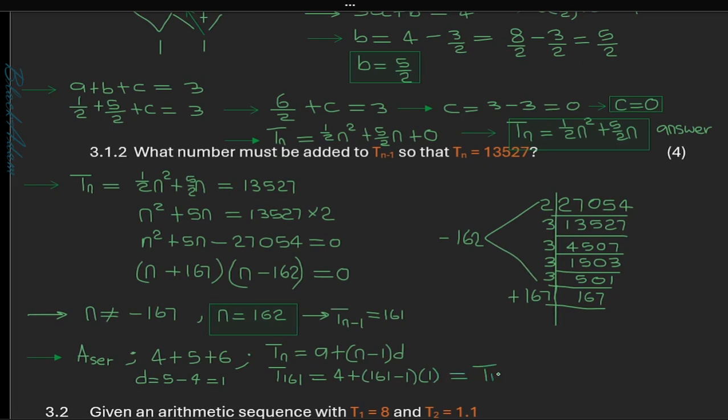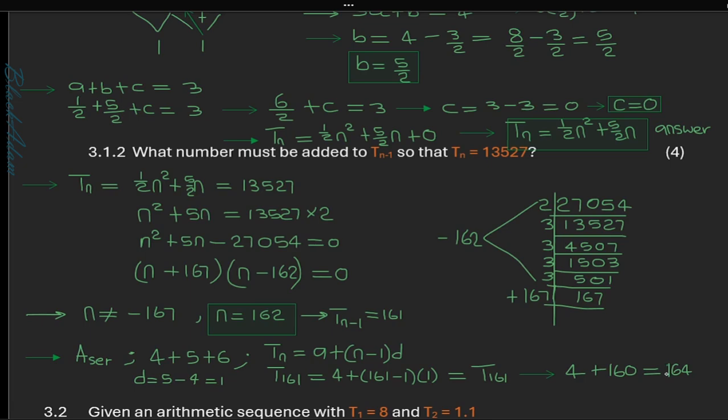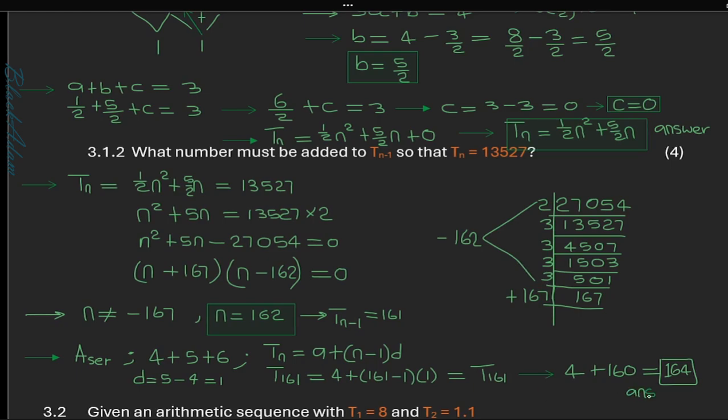So putting 1 there, we have T161 is equal to 4 plus 160, giving us 164. So 164, that's our answer. That's it. So that's our answer for 3.1.2.